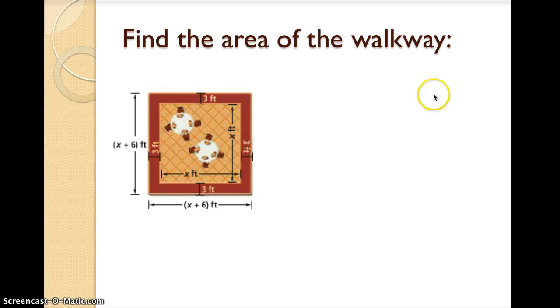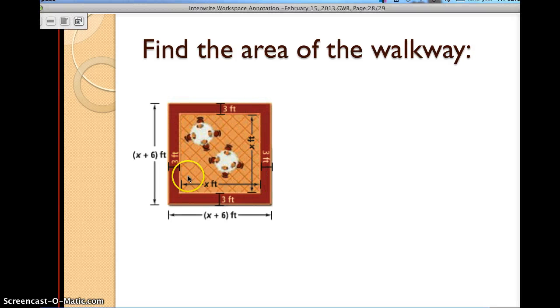Find the area of the walkway. This is kind of a bird's eye view of a dining room. It's got 2 tables with 4 chairs around each, and then they're giving us the dimensions of it. The thing that you have to be careful on this one is that they gave us the dimensions of the dining room, which is from here to here, so it's x by x, and then they tell you the 3 feet is actually the width of the walkway. So be careful with that one, because some kids think that's actually the dimensions of the square, but it's not.